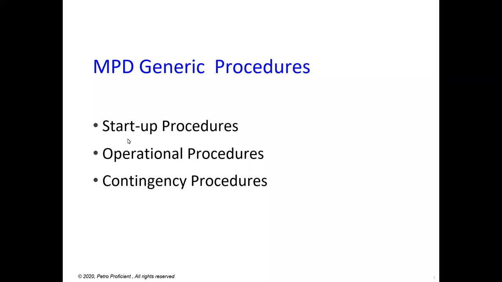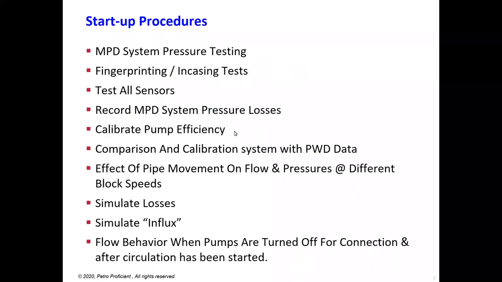There are three types: startup procedures, operational procedures, and contingency procedures. In the startup procedures, you have all these things that you need to do. One is the pressure testing of the system itself, fingerprinting, casing test, testing all the sensors, recording MPD system pressure loss, calibrating pump efficiency, and comparison and calibration of PWD data.